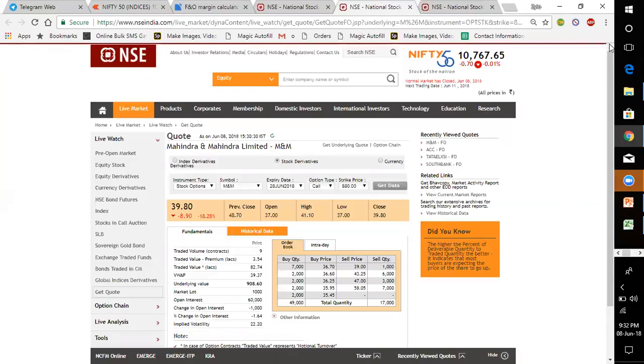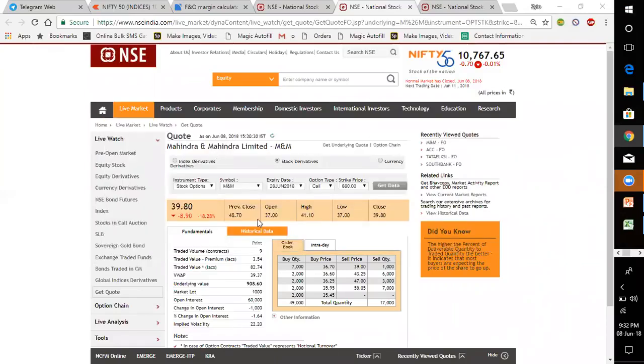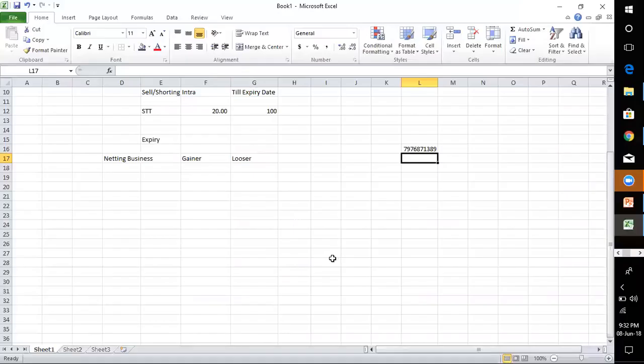Now this question: how to know the final settlement price in Bank Nifty? So in Bank Nifty, there are two things happening. It's a very good question, guys. Let's understand this. One is every Thursday is the expiry, and the other is the last Thursday.